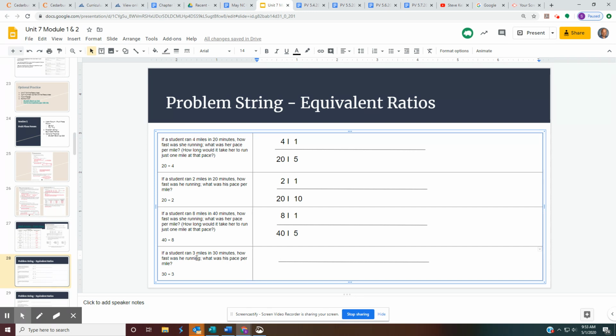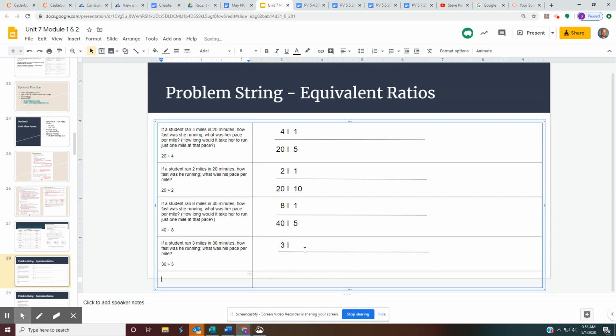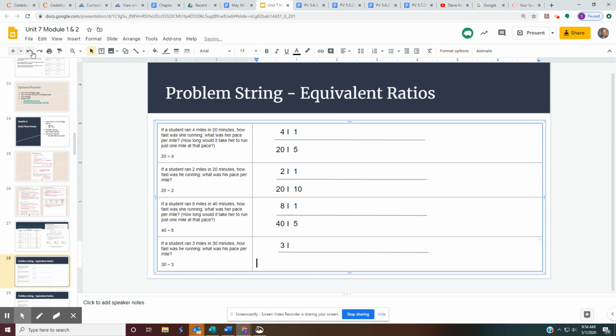If a student ran 3 miles in 30 minutes, how fast would he be running per mile, right? That looks very similar to my 2 and 20. So I'll have my 3 up on top and my 30 on the bottom of my ratio table. And I want to figure out the speed per mile.